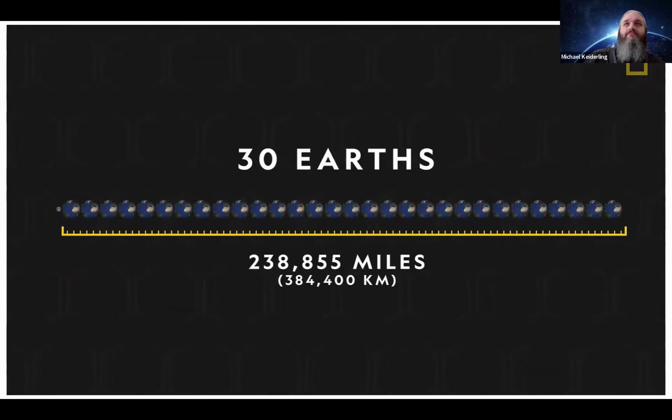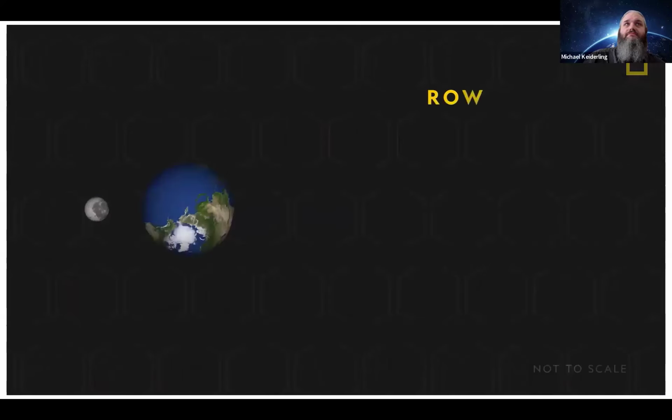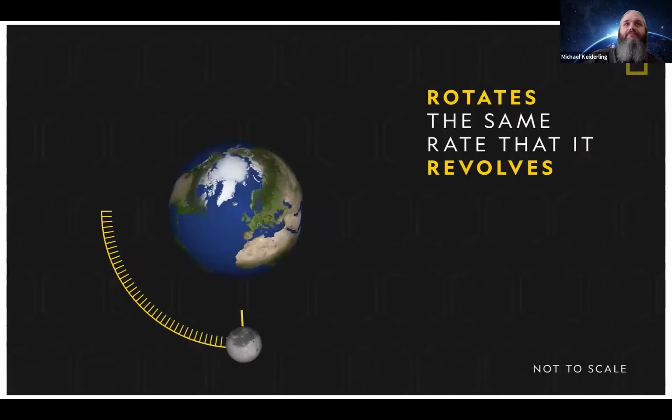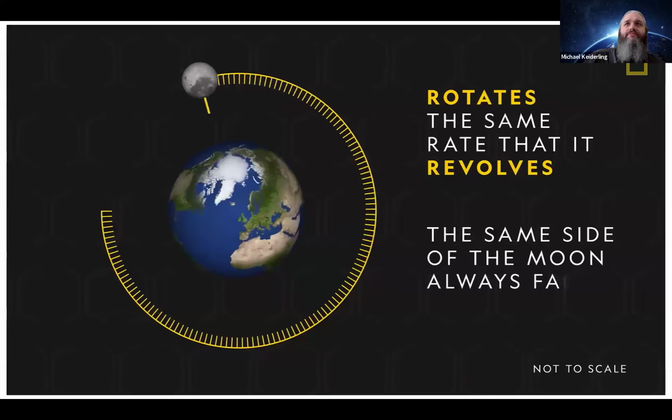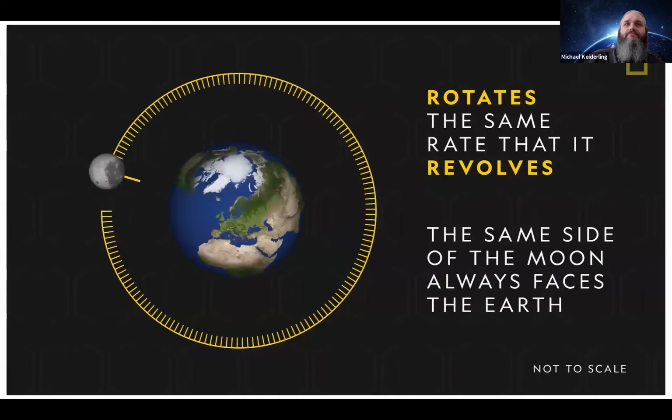The Moon orbits our planet at an average distance of 30 Earths. It rotates at the same rate that it revolves. So as it revolves around our planet, the same side of the Moon faces the Earth at all times.